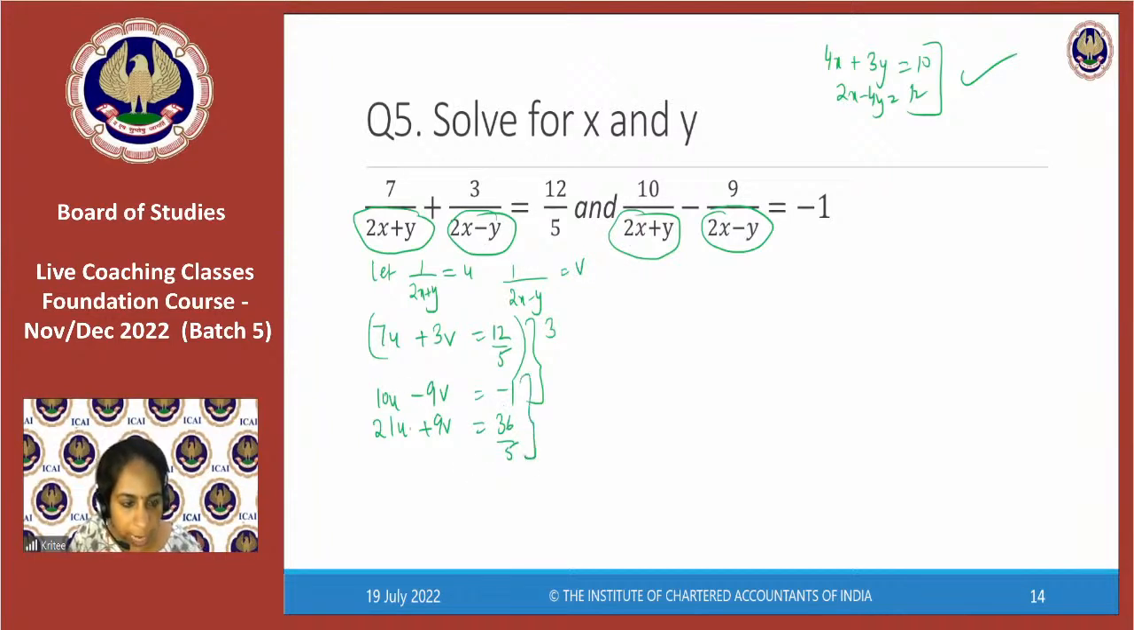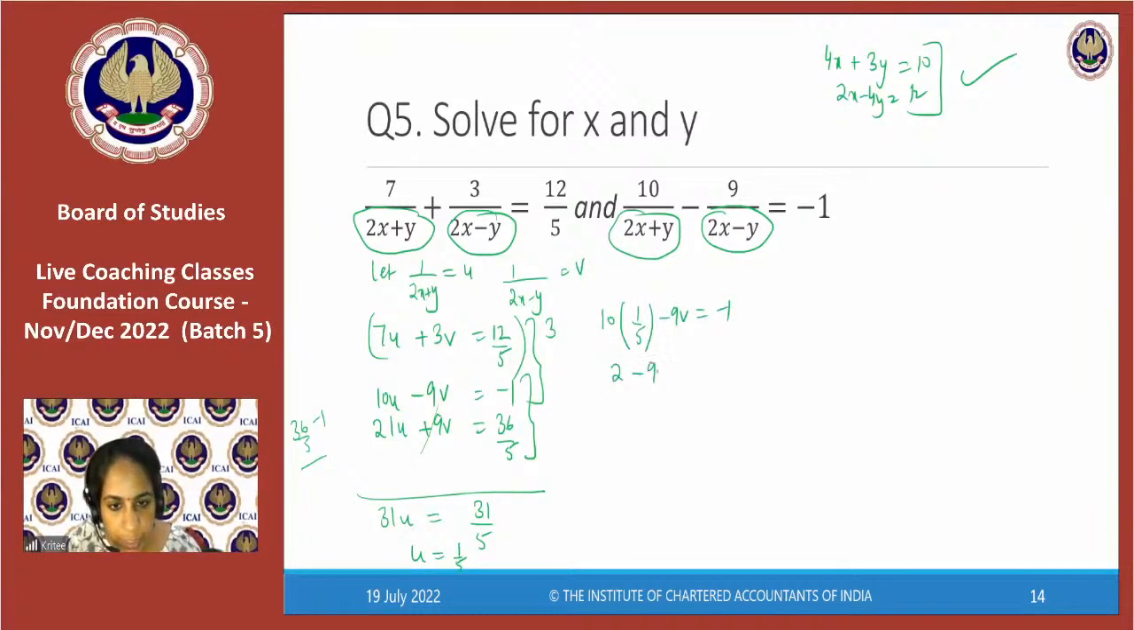Now I can add the two equations. While adding, this gets eliminated. I get 31u equals 36 by 5 minus 1, which gives me 31 by 5. So u is equal to 1 by 5. Substitute anywhere in the equation to get the value of v. So 10 into 1 by 5 minus 9v equals minus 1. 2 minus 9v equals minus 1. Minus 9v equals minus 3. v equals 1 by 3.